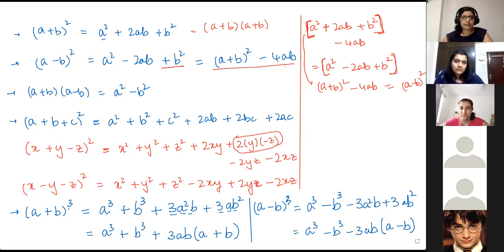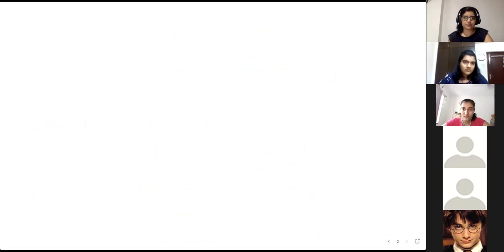Okay, now what other identities do we have? Just like a square minus b square, you have its counterpart, right? a cube plus b cube and a cube minus b cube. So a cube plus b cube. In this case, इसका factorization होगा, क्योंकि एक expression का दो factors निकाल रहे हैं. So what will be the identity for this?